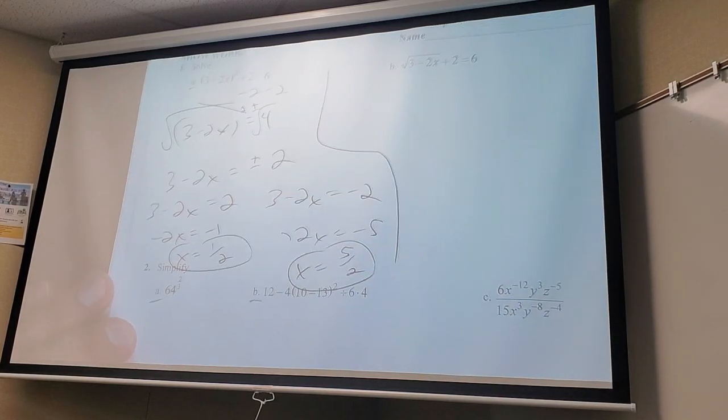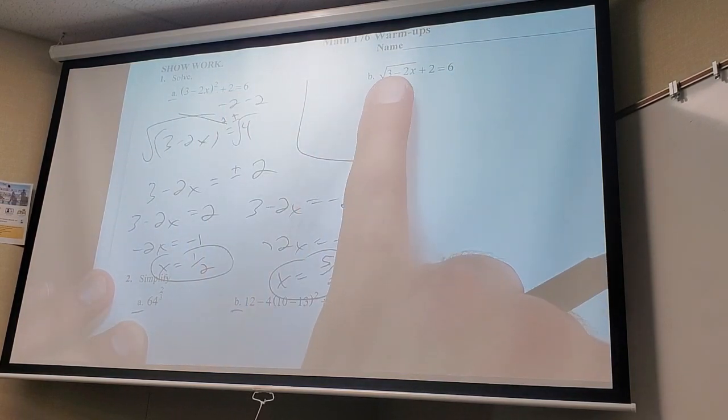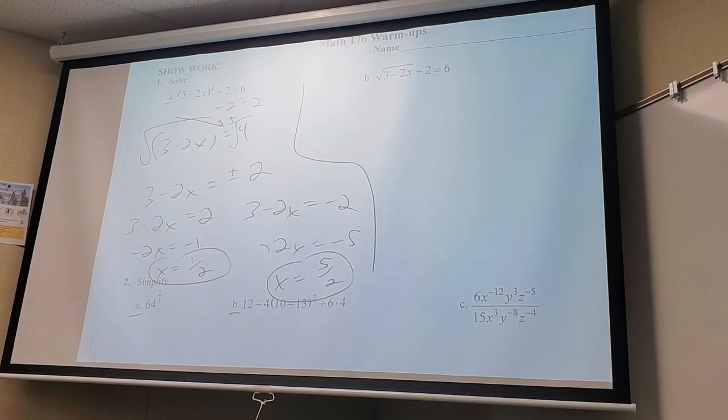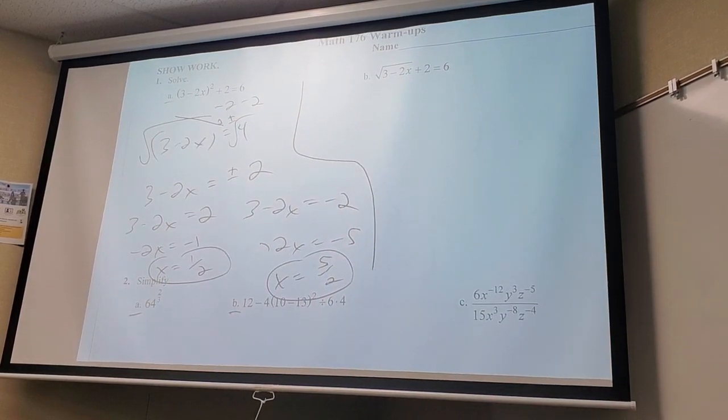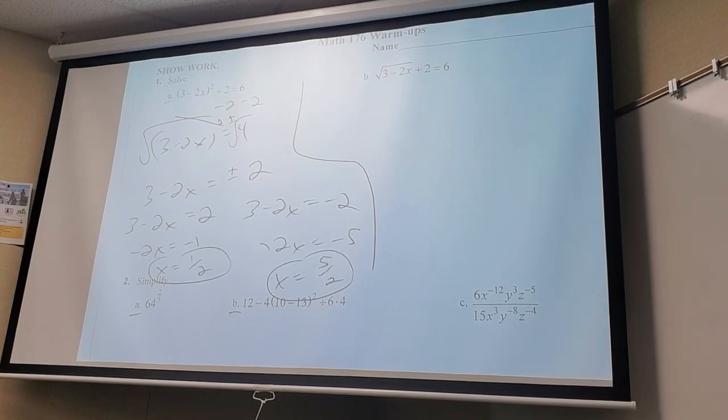mistake. Do you see how this is almost the same problem, except instead of squaring, now I am square rooting. So what do I want to do eventually? The first problem I wanted to square root to kill the square. Now what do I want to do eventually? How do you kill a square root? Square. So I'm going to do the same damn thing.